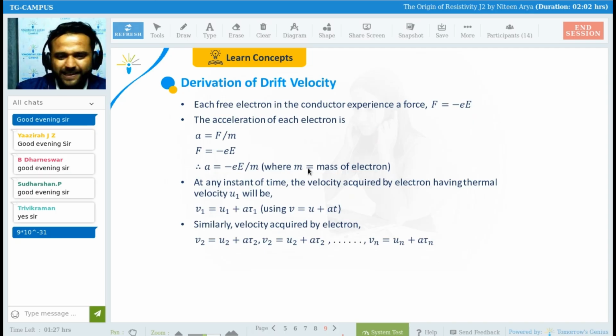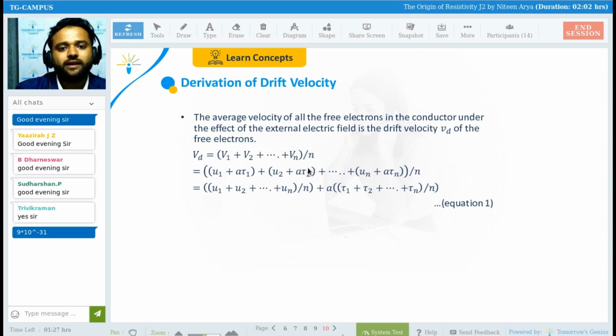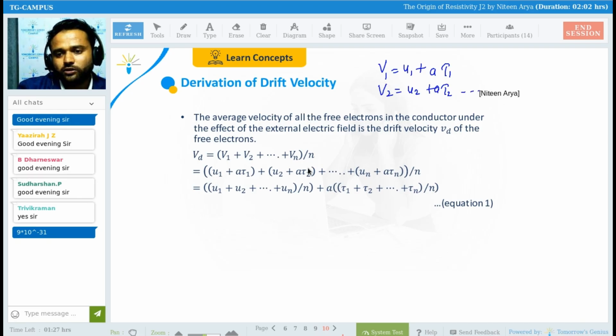The next page is similar, so let's skip this. Now, the average velocity of all the free electrons in the conductor under the effect of an external electric field is the drift velocity vd of the electrons. In the previous page we got v1 equals u1 plus a tau 1. In a similar way, v2 equals u2 plus a tau 2, and so on, up to vn equals un plus a tau n.